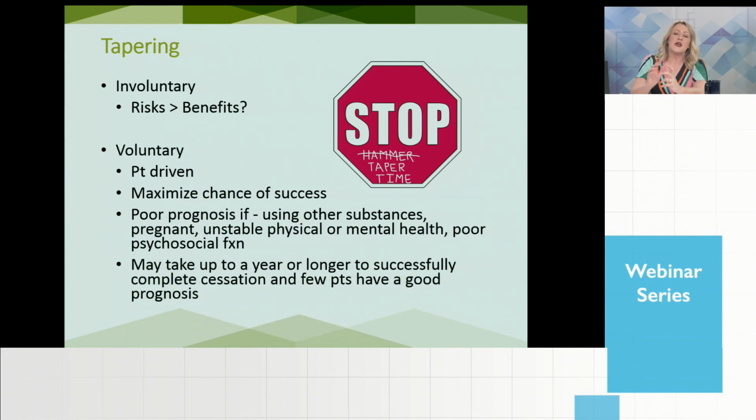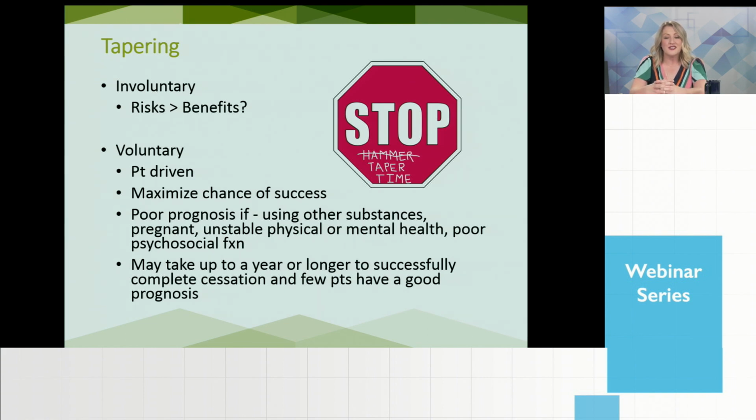The voluntary patient-driven taper is more what I see, a patient coming in saying, I've been on this for 10 years, or I've been on this for 10 days. When do I get to come off of it? And really, more often than not, I'm trying to convince them that maybe now is not the time, particularly if they haven't made big changes in their life, and particularly if we're looking at shorter time frames.